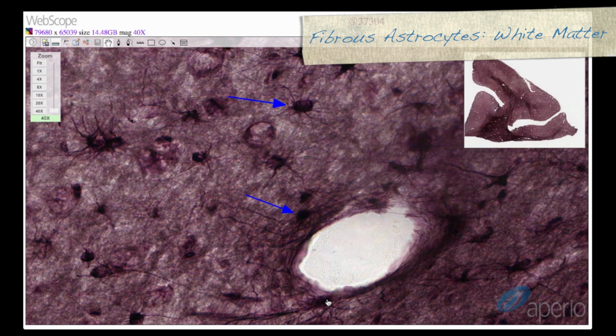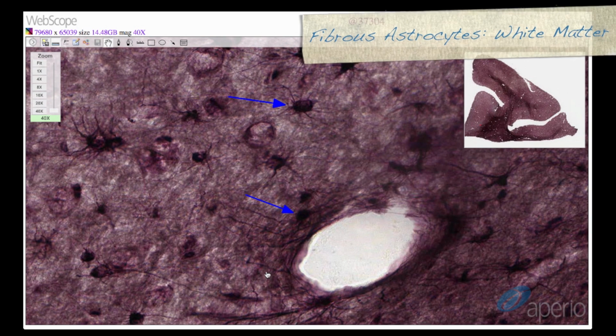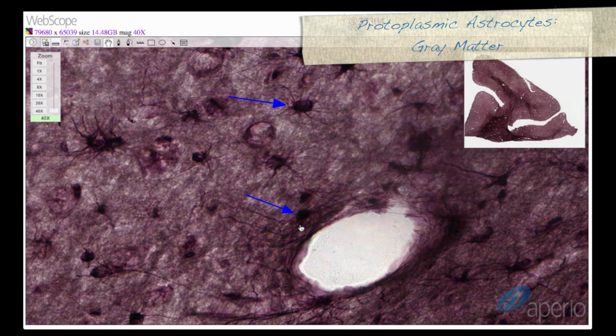Fibrous astrocytes are found primarily in the white matter and contain long, slender processes with numerous filaments. Protoplasmic astrocytes are found primarily in the gray matter and contain thick, bushy processes.